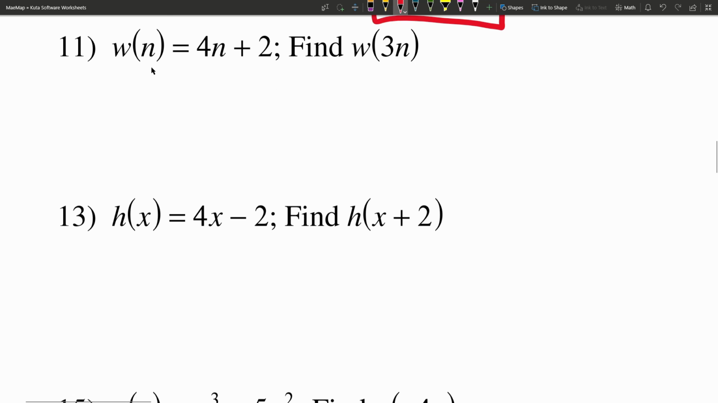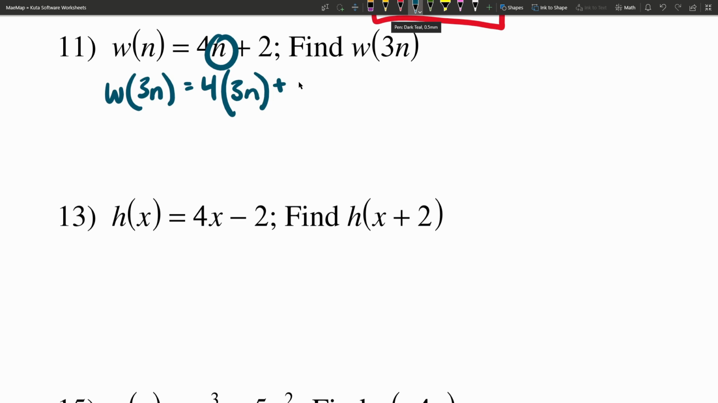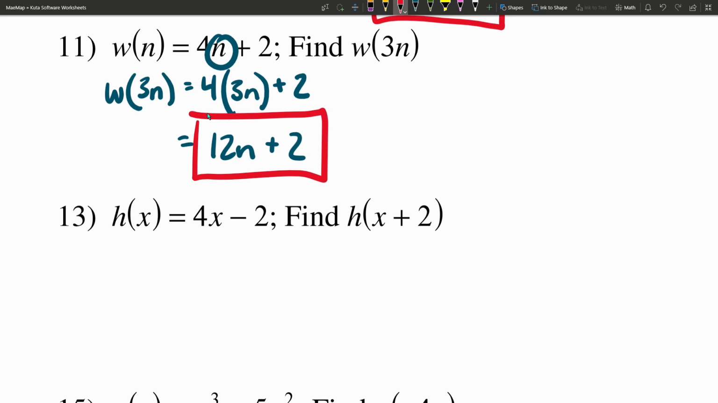Number 11, we have w of n equals 4n plus 2. We're plugging in 3n to our function. So w of 3n is going to equal 4 times 3n plus 2. 4 times 3n is 12n plus 2. Can't simplify any further. This is just 12n plus 2.